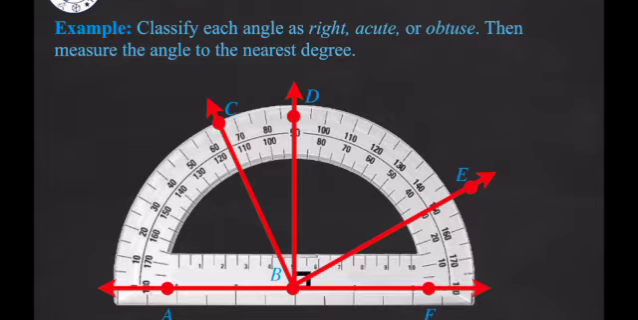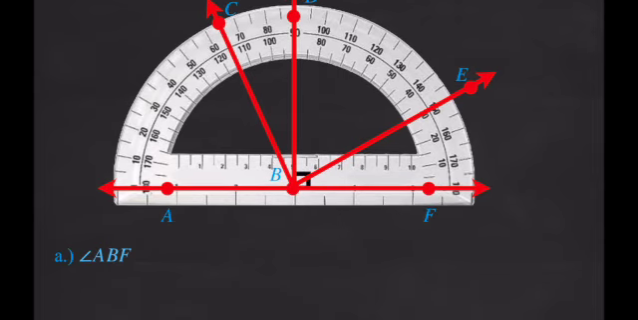Let's look at this example. This is going to be an example in terms of finding a degree. We have ourselves this image. We want to classify each angle as right, acute, or obtuse. Then measure the angle to the nearest degree. Angle ABF.